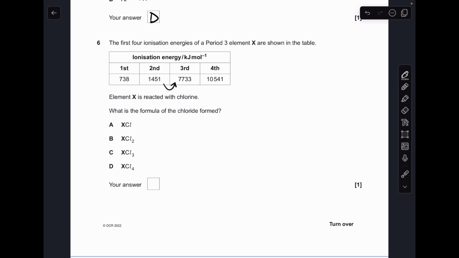Number 6, we're looking for the big jump in ionization energy. So you can see it happens between second and third. So this element X is in group 2, so it's going to form the 2 plus ion. So its chloride, remember chlorine forms a 1 minus ion, is going to be XCl2, so B.